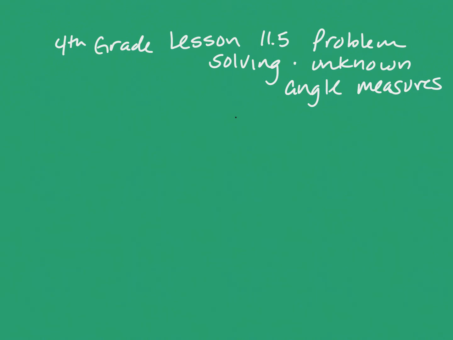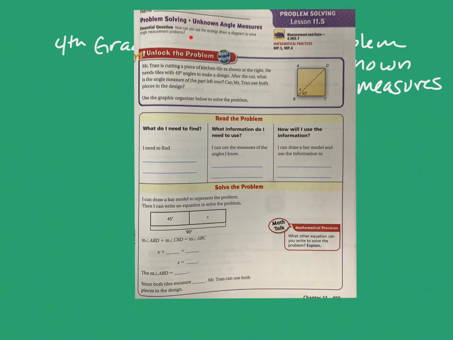Fourth grade lesson 11.5 is problem solving with unknown angle measures. Our essential question is, how can you use the strategy draw a diagram to solve angle measurement problems?